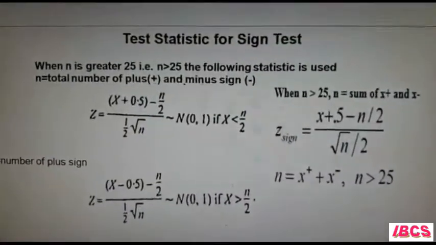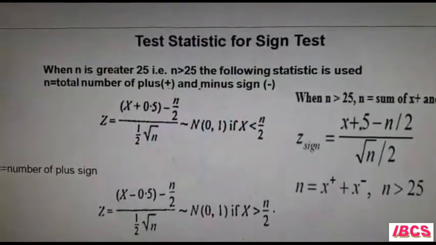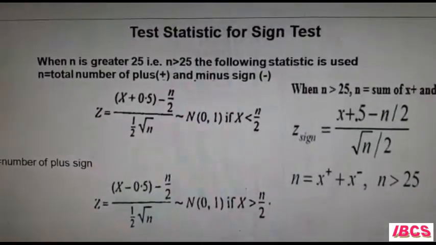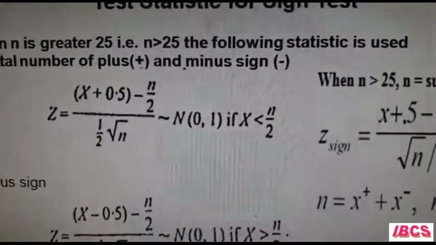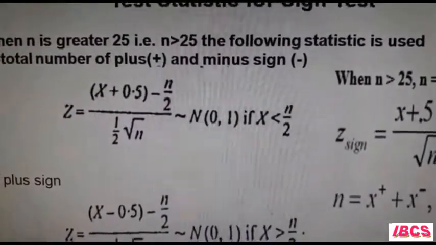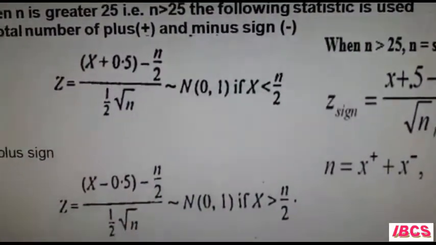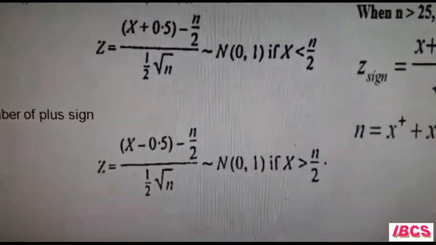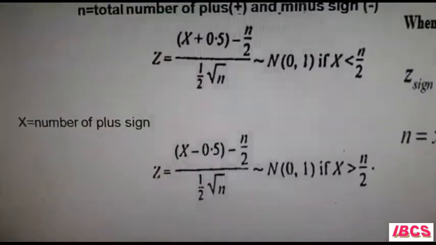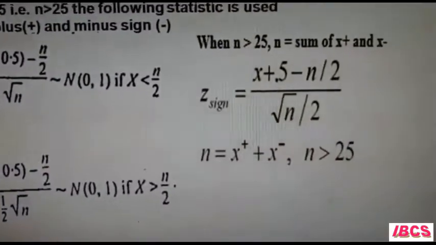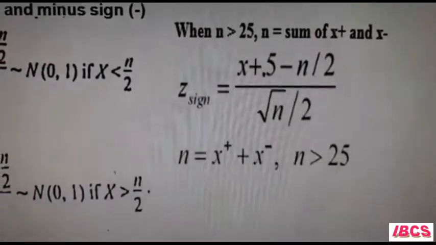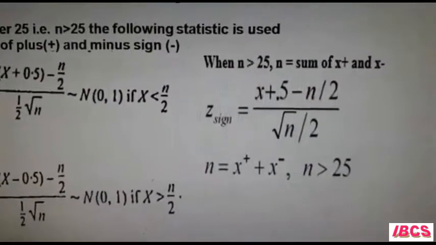This is the test statistic for the sign test for a large sample. When n is greater than 25, the following statistic is used, where n is the total number of plus signs and minus signs. So z is equal to (x plus 0.5 minus n by 2) upon the square root of n by 4, if x is less than n by 2. If x is greater than n by 2, then we go for the correction of minus 0.5, where x is the number of plus signs. And when n is greater than 25, n is equal to the sum of plus signs and minus signs, and this is how we calculate for the large sample.